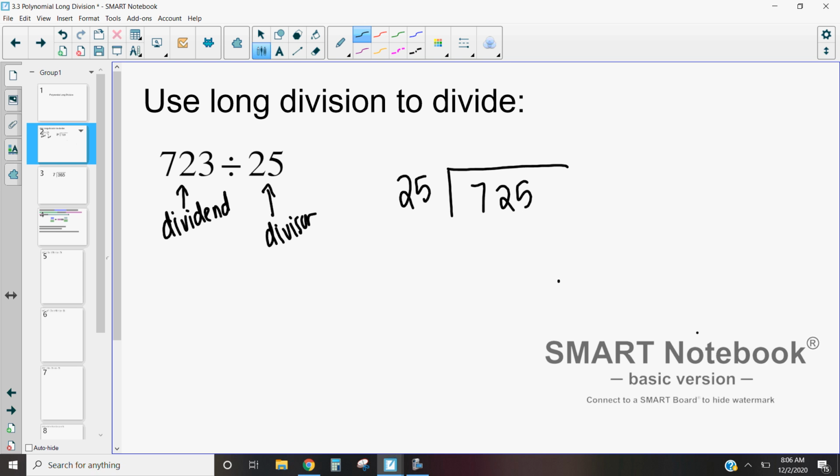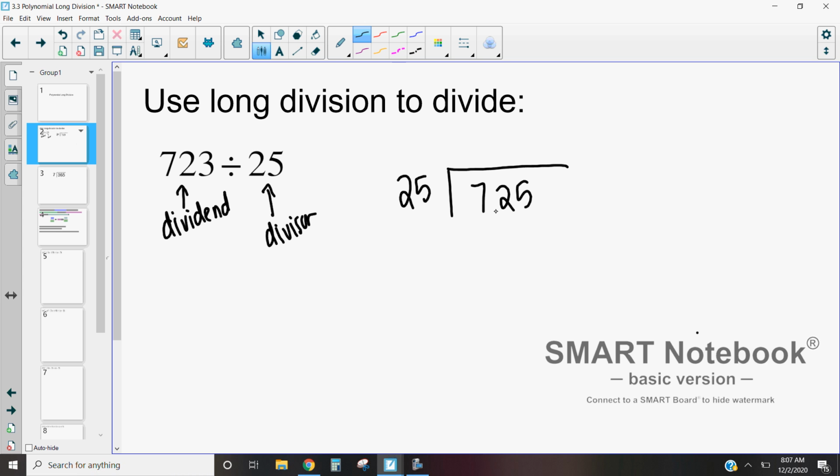And then we're going to divide it. So first I want to look at the first number here, or the hundredths place. Does 25 go into 7? If it doesn't, then I'm going to skip that place up above and go to the next one. Now does 25 go into 72? The answer is yes. I know that 25 goes into 72 at least once.